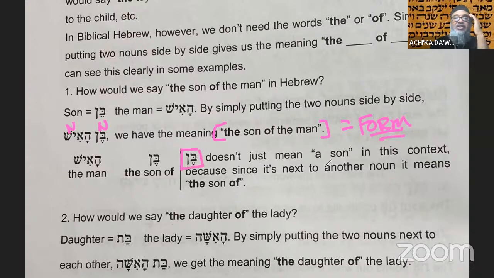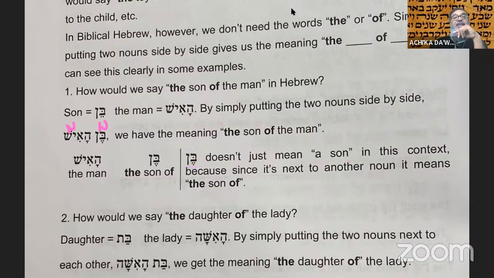Ben doesn't mean just a son in this context, because since it's next to another noun, it means the son of. Okay, so that's the rule. This is a rule, and there's a form which I would also call a formula. Like in math, you have to know this formula in order to understand it.